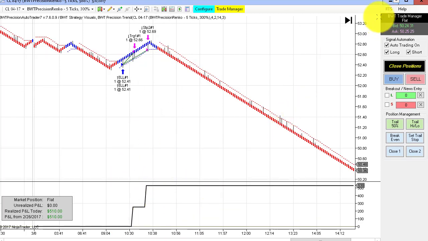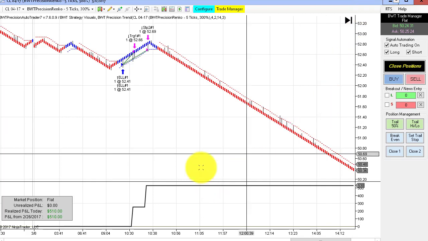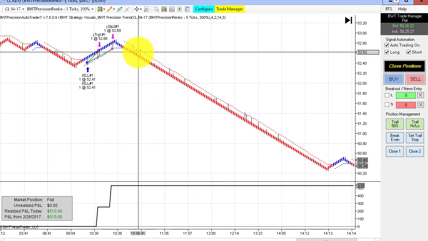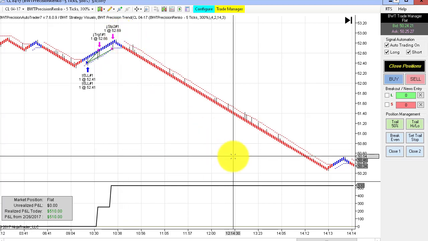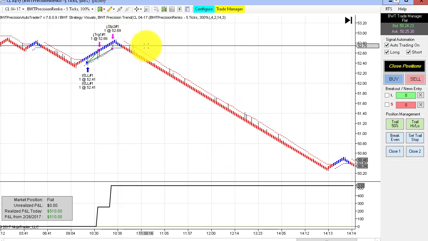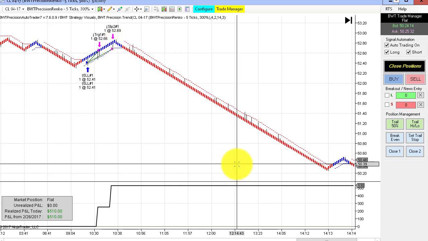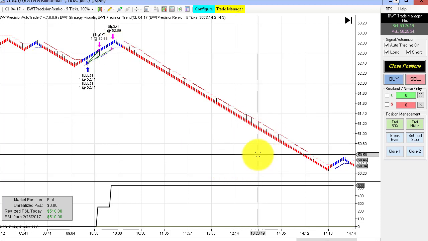Regardless, 500 is still a decent profit in the crude. This also shows how these bars can catch a really large move. This is 280 ticks from where the bars turn red here.